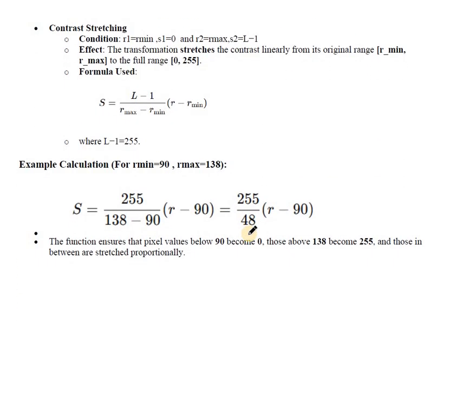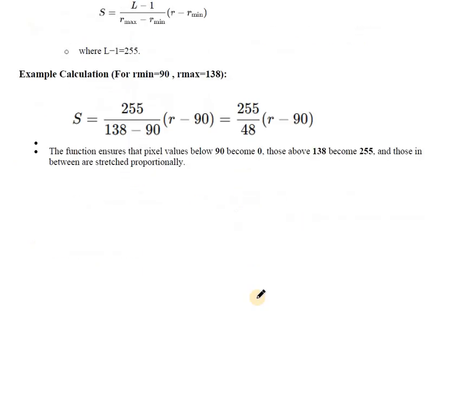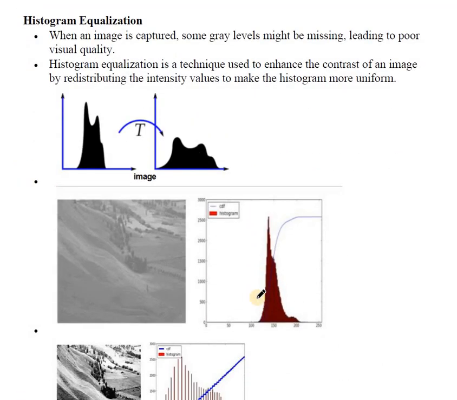Okay. Now in contrast stretching, what do we do? We give R1 as Rmin, S1 as 0, R2 as Rmax, and S2 as L minus 1. And the formula that we use is L minus 1 upon Rmax minus Rmin, times R minus Rmin. So if you consider Rmin as 90 and Rmax as 138, this is what you are going to get. So this was all about contrast stretching.